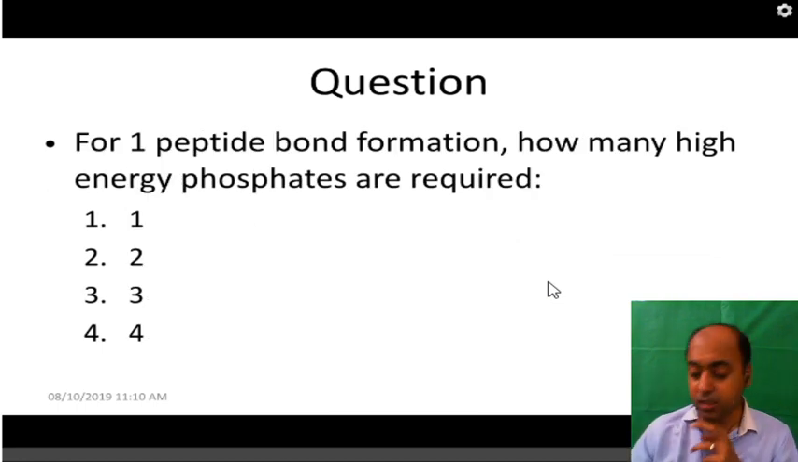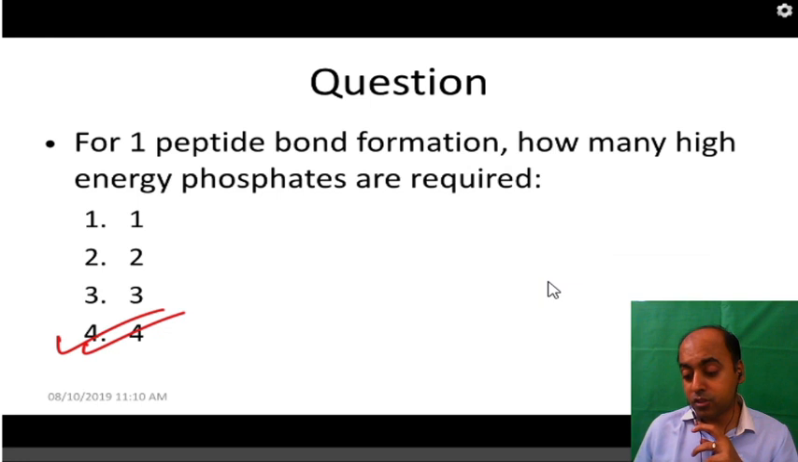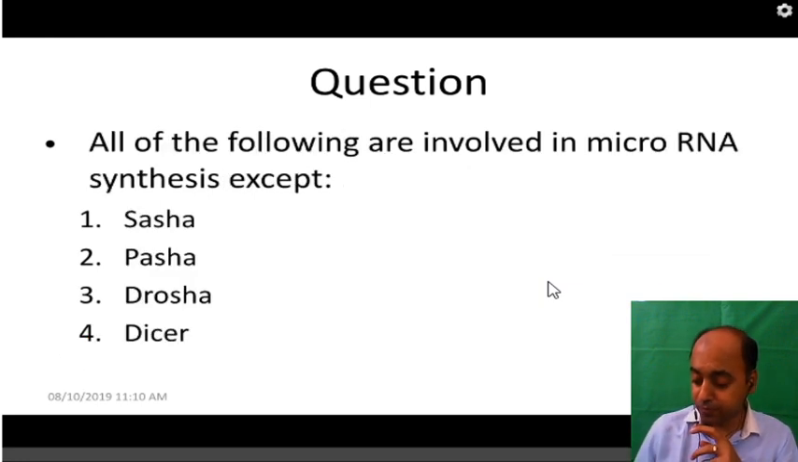Now we discuss this. For one peptide bond formation, how many high energy phosphates are required? If option 0 is not there, in that case our answer becomes 4 ATP. If 0 were there, then it will be 0. If 0 is not there, in that case the answer will be 4 ATP.